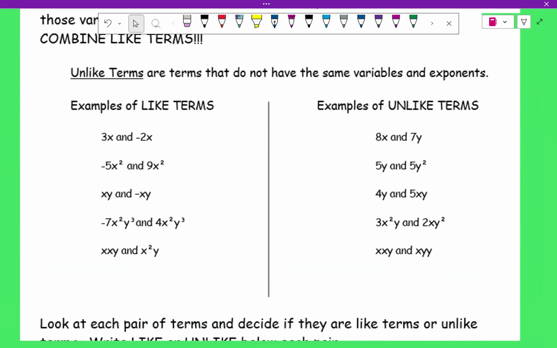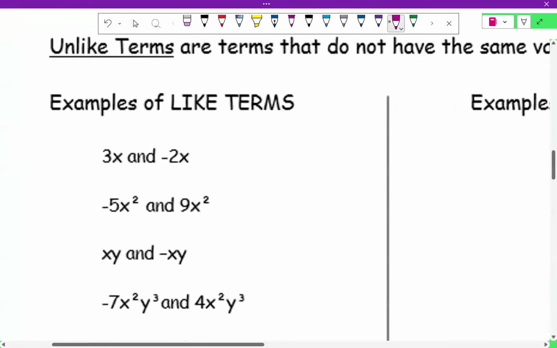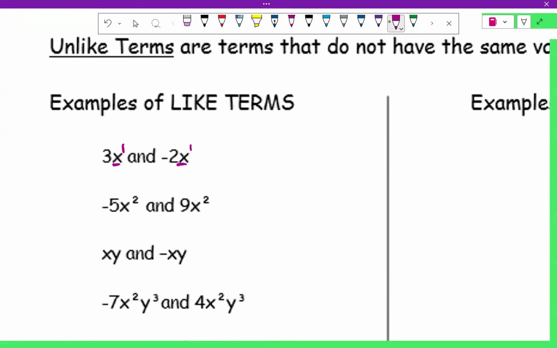Like terms. Let's go through each one here. 3x and negative 2x. You saw in the vocabulary, they have the same variable, x, and the same exponent, 1. So they're like terms. The next example, we both have x, and that x is squared. Same variable, same exponent. The coefficients don't matter. It doesn't matter if it's negative and positive. That part doesn't matter. Just the variable and exponent. Same thing here. x to the first, y to the first, x to the first, y to the first. Those are the same variables, same exponents. So we have like terms.